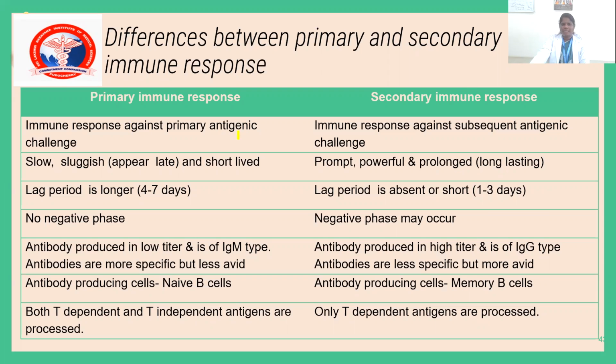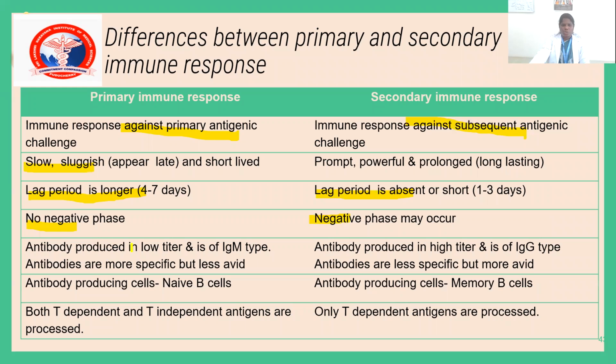Immunity against the first-time exposure of the patient to the antigen is called primary. The second time is called secondary. The primary response will be slow or sluggish, and the lag period will be longer because it is activated for the first time. Whereas here, the lag period will be absent or shorter because it has already been activated. There is no negative phase in the primary because there is no antibody against that antigen. Once it is activated, there will be minimal antibody, so there is a negative phase.